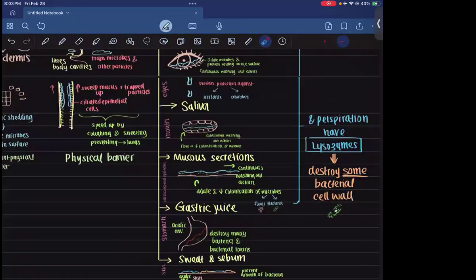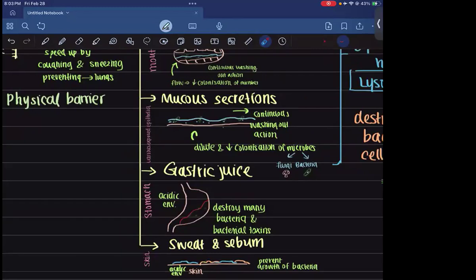Then gastric juice. So gastric juice, where will it be secreted? In your stomach. So is gastric juice acidic, basic, neutral? This is going to be providing an acidic environment. And what will it ultimately do? Acidic environment is something bacteria is scared of. So acidic environment created by the gastric juice will be destroying many bacteria, and also it will be destroying the bacterial toxins. And then finally you have the sebum and sweat, sebaceous gland secretion and sweat gland secretion.